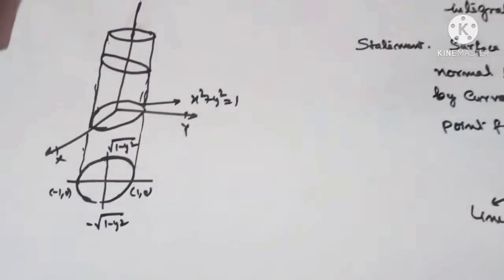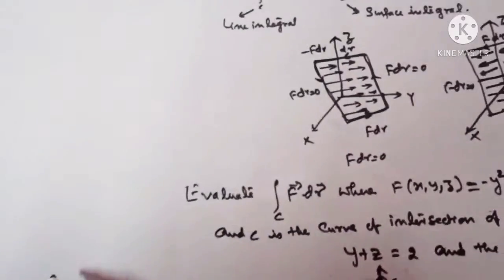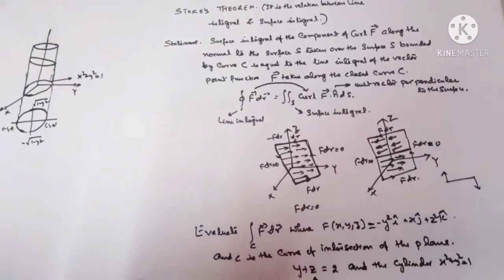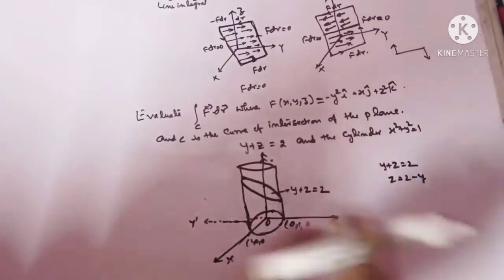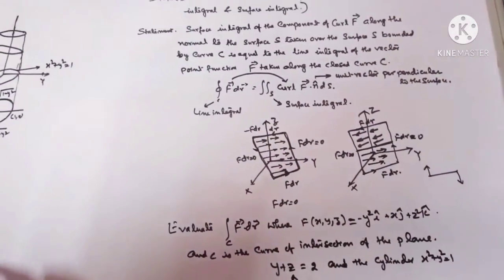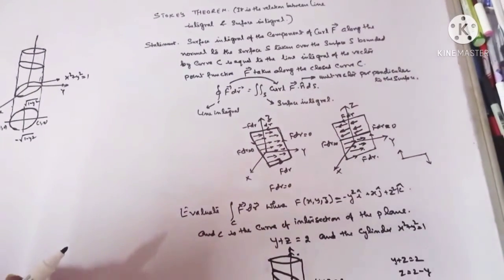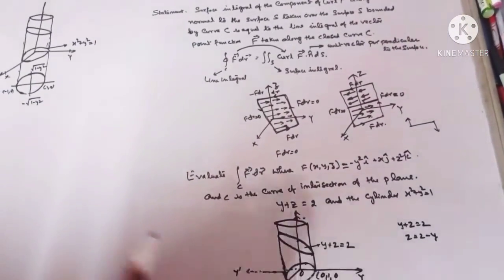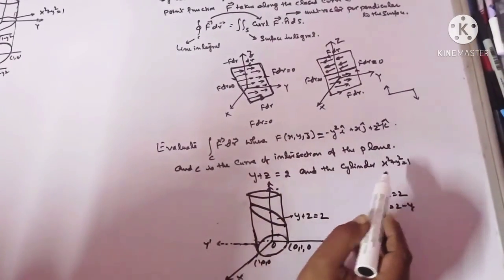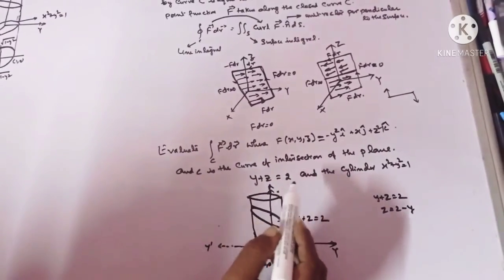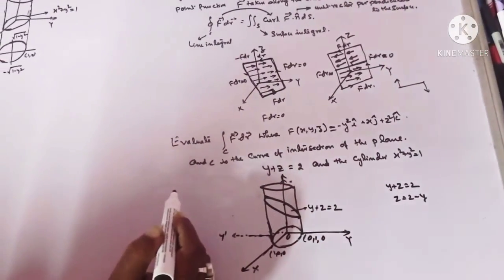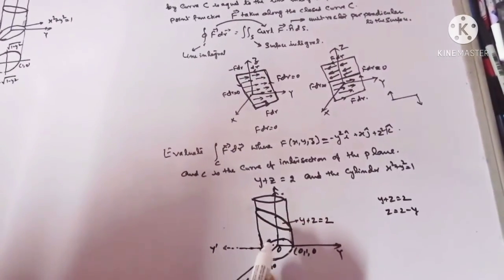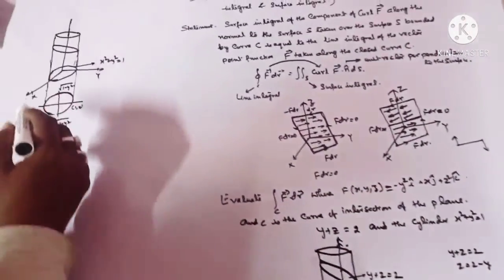While solving this problem with the help of Stokes' law, I have taken this topic for you because it is not so easy to solve. You have to know many things: the equation of the cylinder, the equation of the plane, what type of plane you get after the intersection, how the plane is situated, and what the projection of the plane will be.